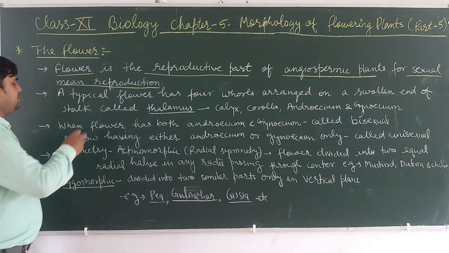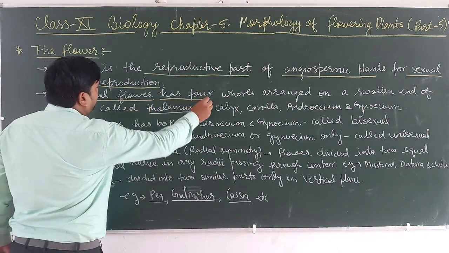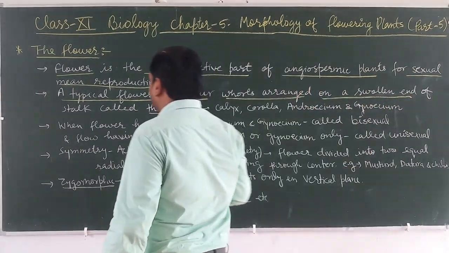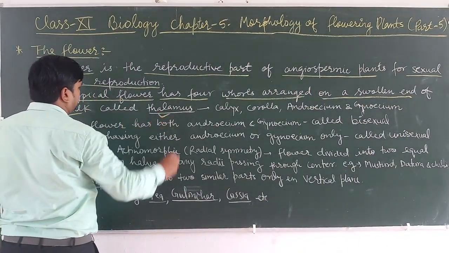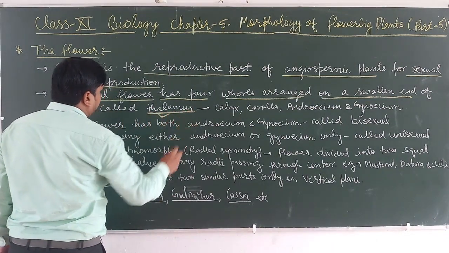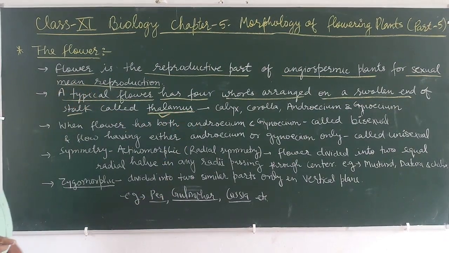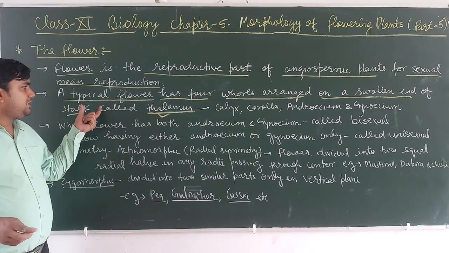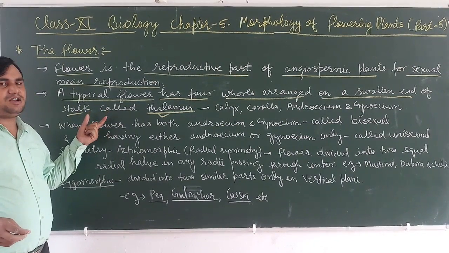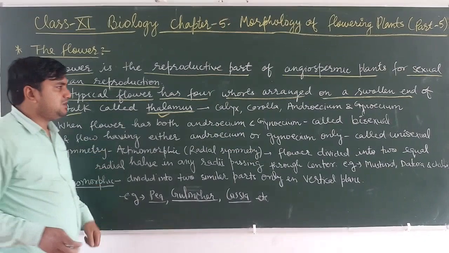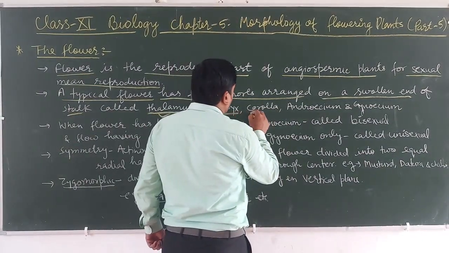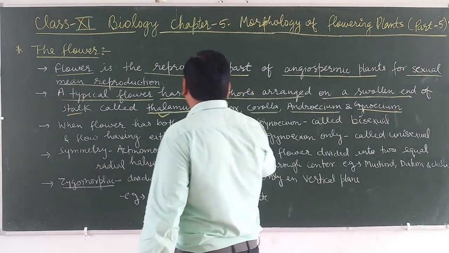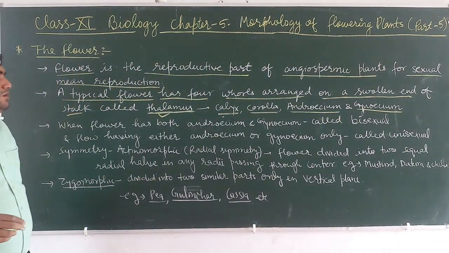A typical flower has four whorls arranged on the swollen end of the stalk, which is called the thalamus. In your lower classes, you studied this thalamus; I will teach you one by one. The four whorls are calyx, corolla, androecium, and gynoecium. Calyx and corolla are the sepals and petals.